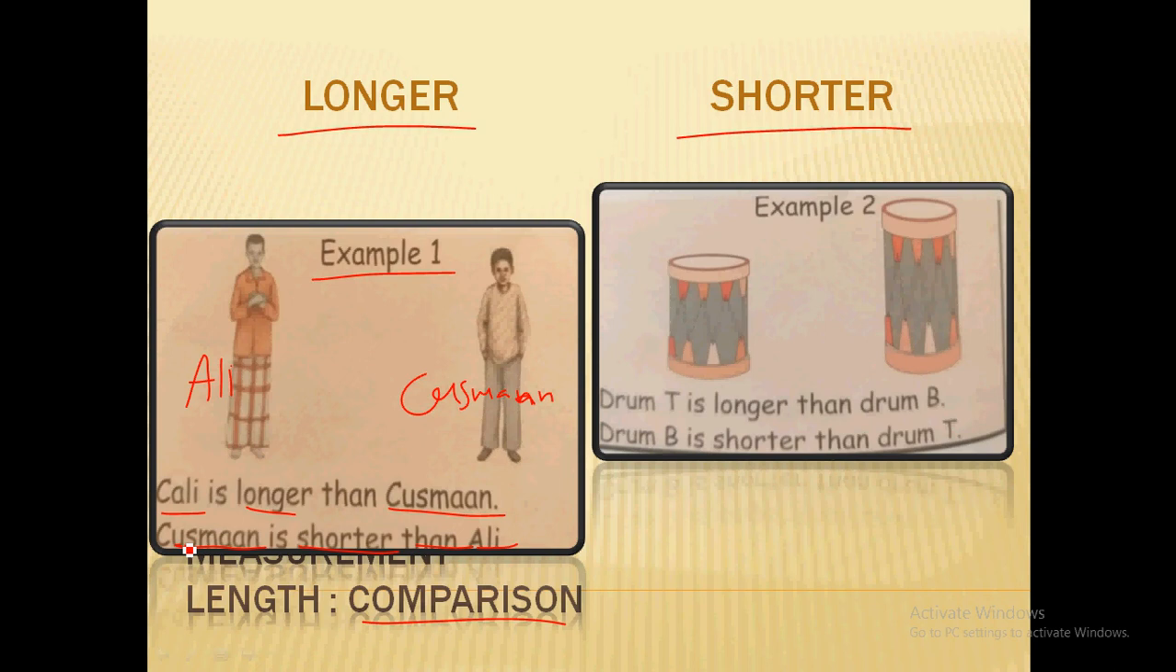Example number 2. The drum. Drum T is longer than drum B, and so that means drum B is shorter than drum T. So you guess which one is that, T or which one is B. So drum T is this one, and drum B is this one, because T is longer than B, and B is shorter than T.